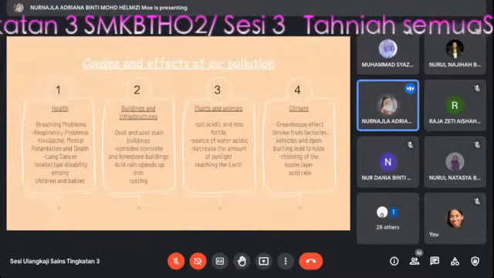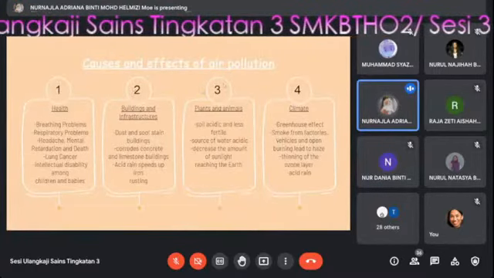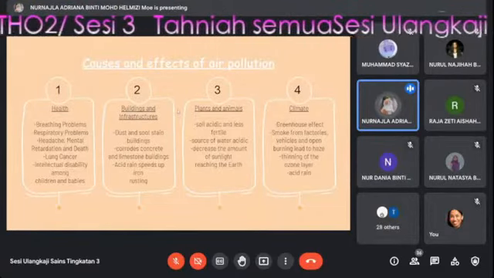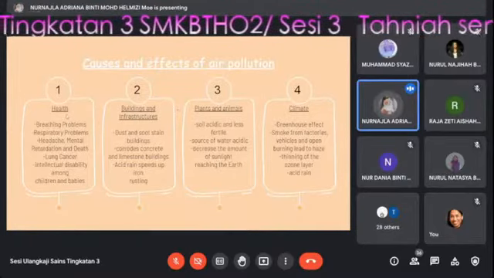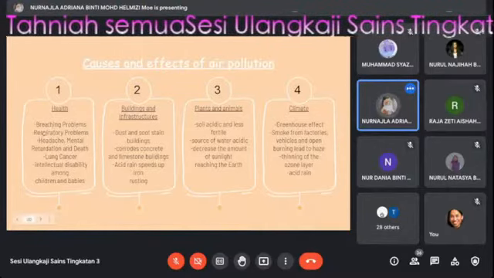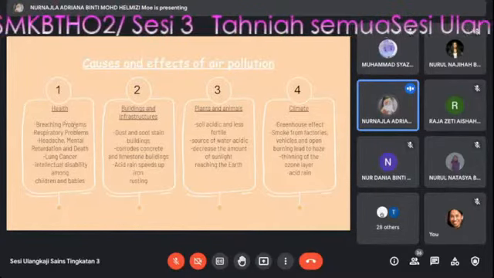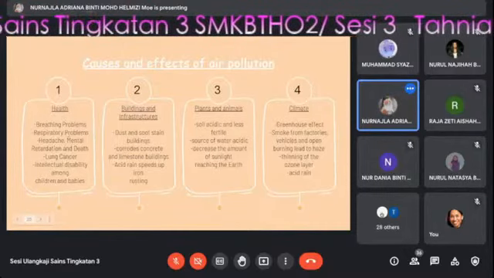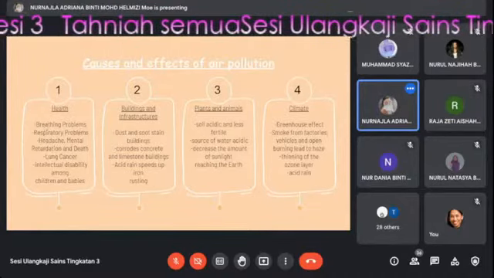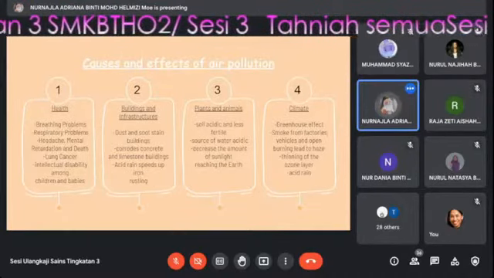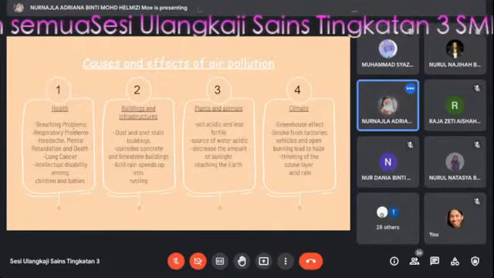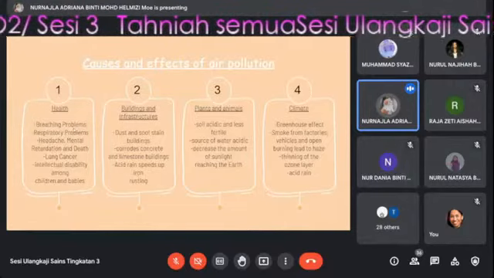Okay, causes and effects of air pollution. Punca dan kesan buruk pencemaran udara. Nombor 1, health, kesihatan manusia, kita dalam BM dia. First, antara akibatnya, breathing problems, masalah kesesakan nafas yang puncanya asap dan jelaga.